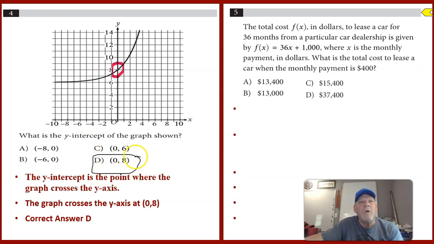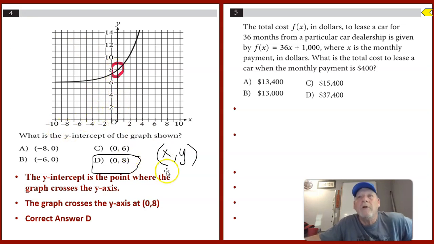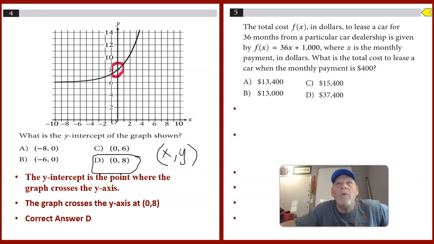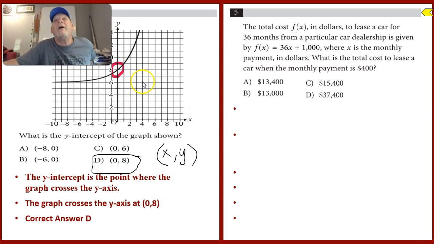Remember, you always write points with the x coordinate first, and x comes first in the alphabet, if that's the way you need to remember it, and then the y second. So you would see that it's at 0 on the x, and then 8 up on the y for D as the correct answer. Hopefully you're able to get that one right. Remember, you can always pause these and try them. So you could pause it right now and try number 5.